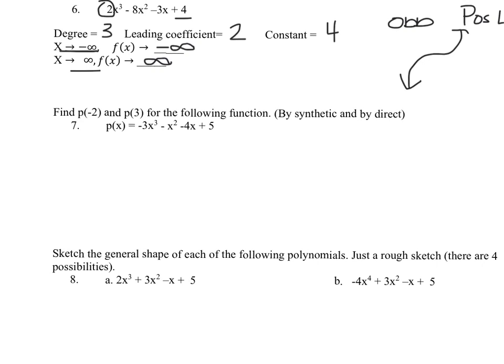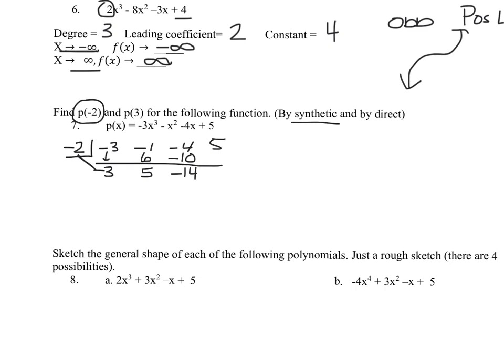Next problem, finding p of negative 2 and p of 3 for the following function. Synthetically, if you're doing p of negative 2, you simply put a negative 2 out in front. You would list the coefficients. And then it's the same process of above. Bring down the negative 3. Multiply these together, which is a positive 6. Add, which gives you 5. Multiply again, which is negative 10, add, which is negative 14, multiply again is 28, and add would be 33. 33 would be what p of negative 2 would equal.